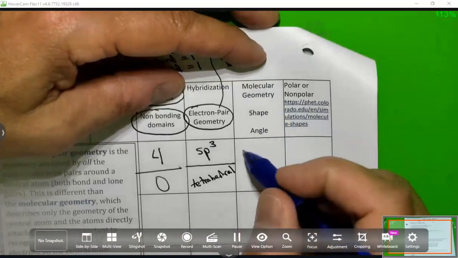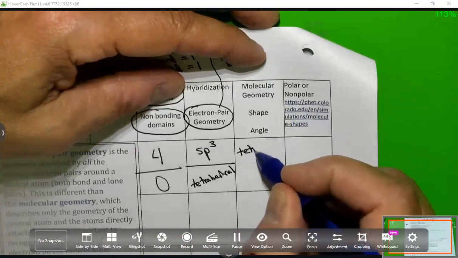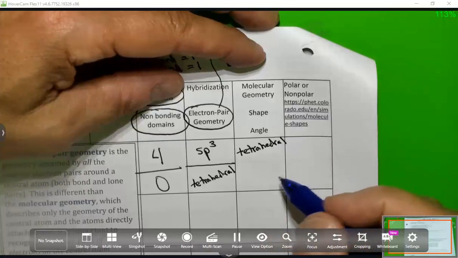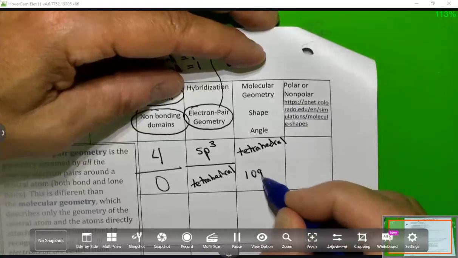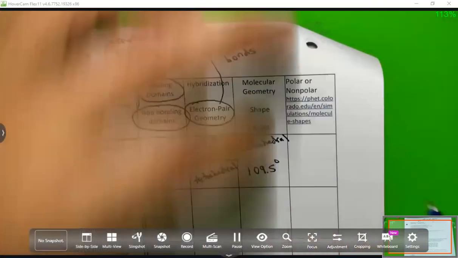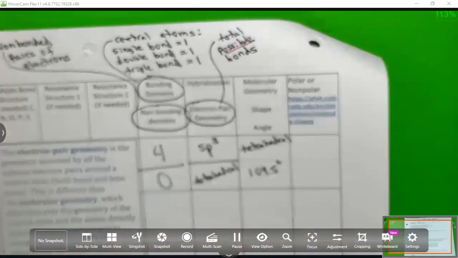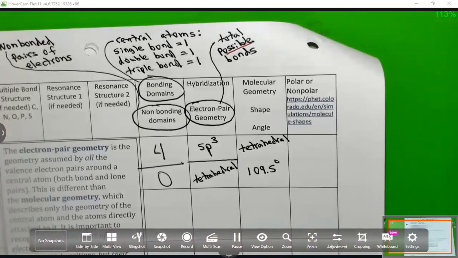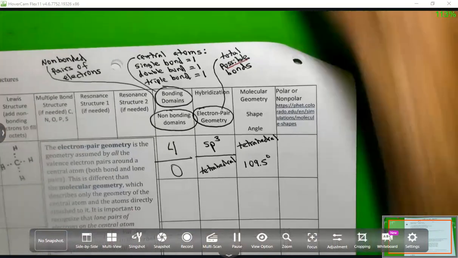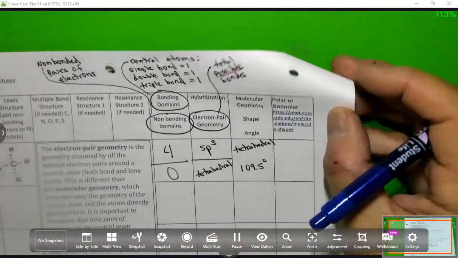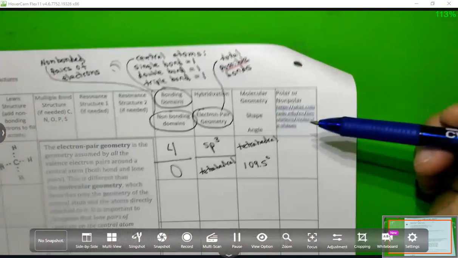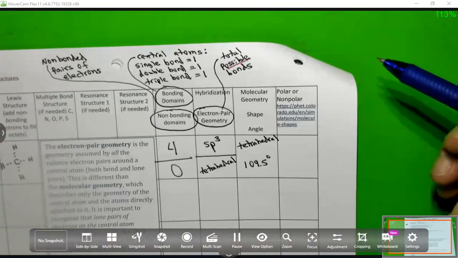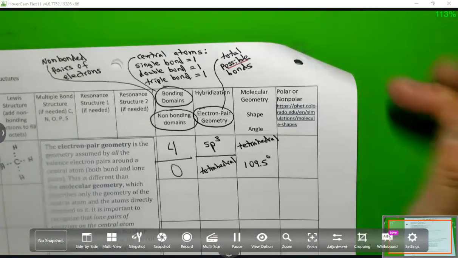My molecular geometry is tetrahedral. That's actually what it is. We'll see an example of that. And my angle is 109.5 degrees. Polar, non-polar, we're not going to get to that for a while, but we'll explain that. Okay. That's our first Lewis structure. Let's do another one.